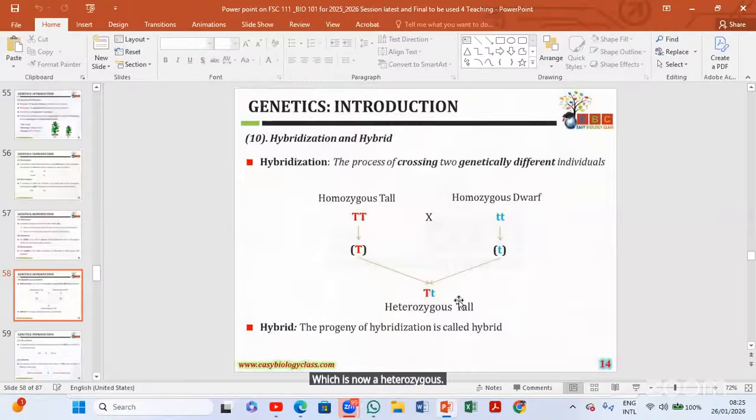The zygote that is produced is capital T and small t, which is now heterozygous. So the heterozygous zygote that is produced is now said to be the hybrid because it's the progeny of hybridization. That is, the progeny of crossing two genetically different individuals is called hybrid. So when you hybridize, what you have as the product will be called hybrid.